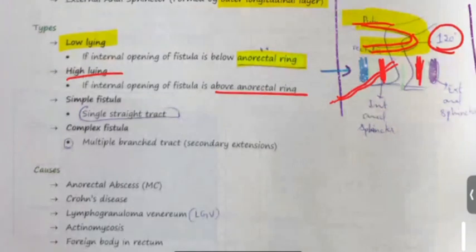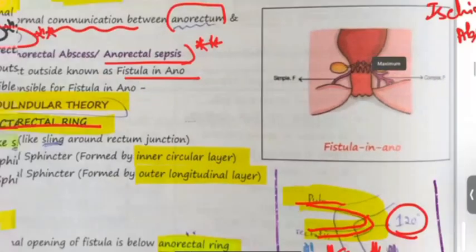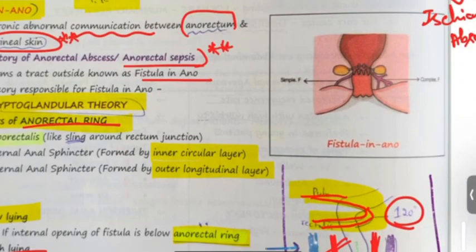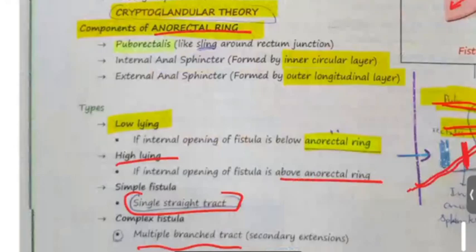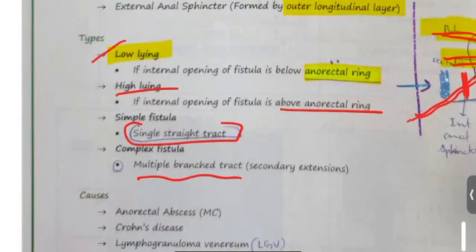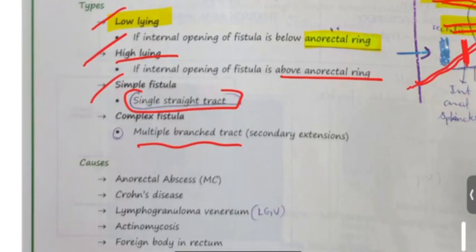Simple fistula means a single straight tract, complex fistula means multiple branched tracts. Okay, so here you can see this is simple, one simple straight fistula. In this case it is complex because it has multiple branches and multiple fistulas are there. So these are the types of fistula. You can say high lying and low lying, and simple and complex fistula.